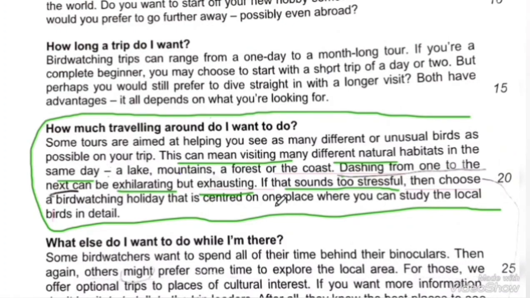So you would prefer to stay in one place and you can study the local bird in detail. So if you choose the option to stay in one place, your evidence will be to study the local bird in detail. And if you choose to go to different places or different natural habitats, your evidence will be here, because he said dashing from one to the next can be exhilarating, which means exciting. So this will be your evidence. So it depends on you to choose whatever you want.